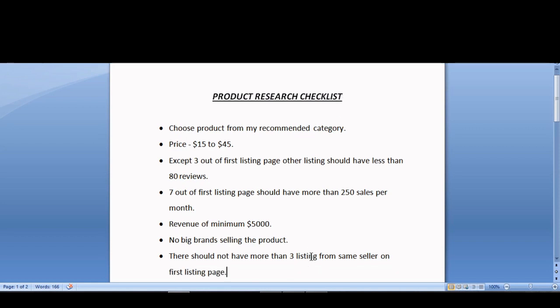Next, there should not be more than 3 listings from the same seller on the first listing page. If there are more than 3 listings from the same seller, there won't be much room for improvement for a product. They have already been dominating the market, so it's better to stay away from that product.